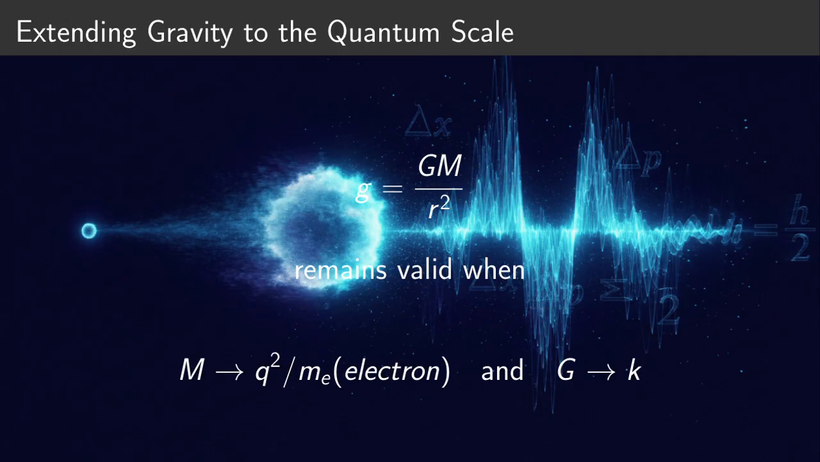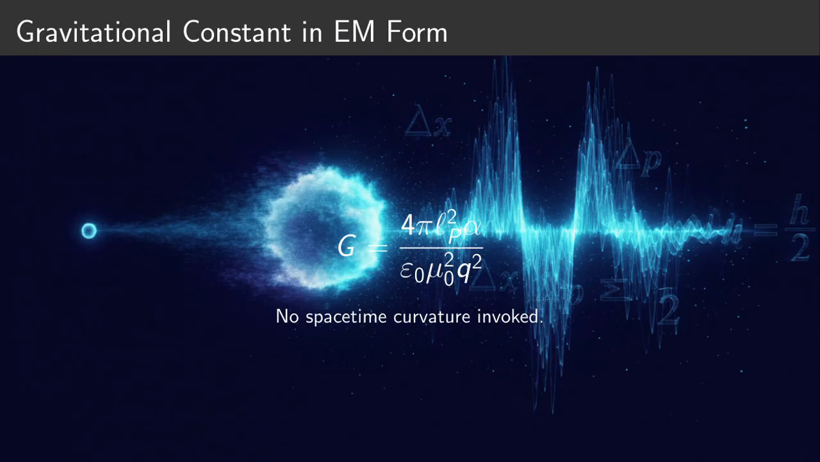Extending to the quantum scale. We now extend the gravitational equation to the quantum scale. The same inverse square structure remains valid, but mass is replaced with an electromagnetic equivalent involving charge and electron mass, and the gravitational constant is replaced with Coulomb's constant.